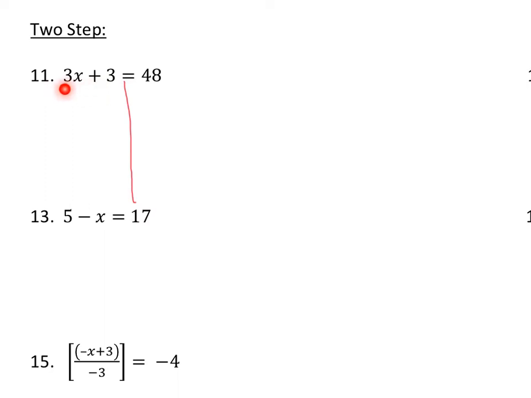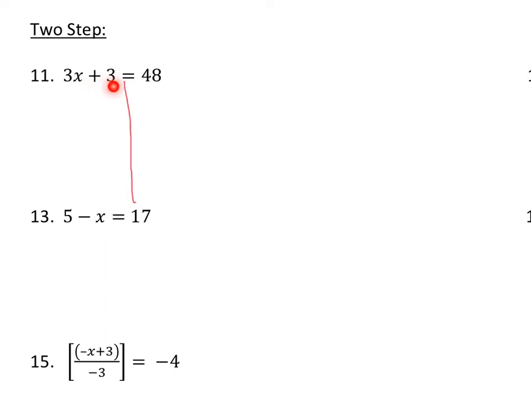So the question is, do I get rid of this 3 or do I get rid of this 3? And since everything's the opposite, it's kind of the opposite of order of operations. This is multiplication, this is addition. Now normally you would do this first, but in an equation, we kind of reverse the process. So we're actually going to start out with this first.